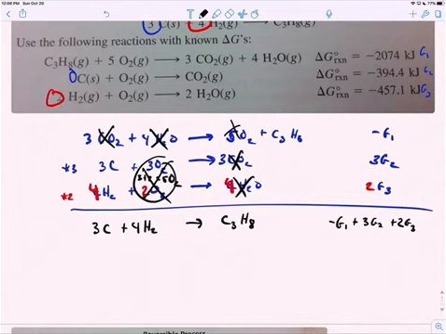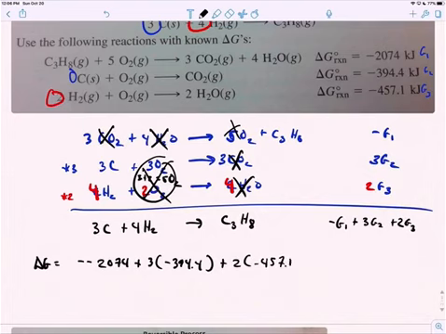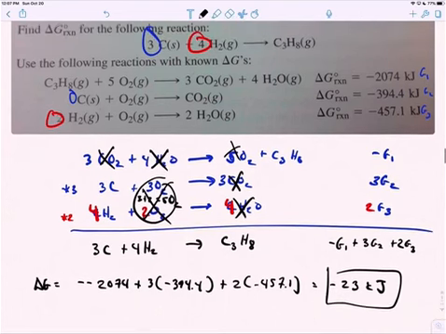So the delta G is going to be equal to minus a minus 2074 plus 3 times minus 394.4 plus 2 times a minus 457.1, and then you throw that in your handy dandy calculator and you get minus 23, and the units are kilojoules, like so. And that's the strategy I use.